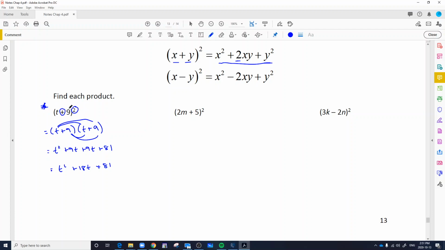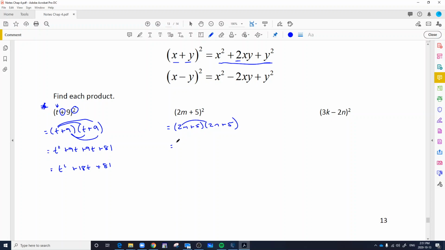So in other words, if I was to do this quickly, I would get t squared plus 2 times 9 times t, which is 18t, plus 9 squared, which is 81. So, if you're bored and you're looking for something to do, please feel free to do that. But just rewrite these as 2m plus 5 times 2m plus 5. Usually I'm all about shortcuts, but this one I'm not.